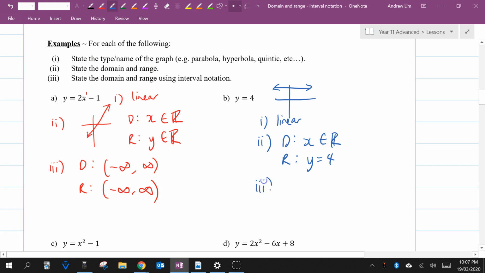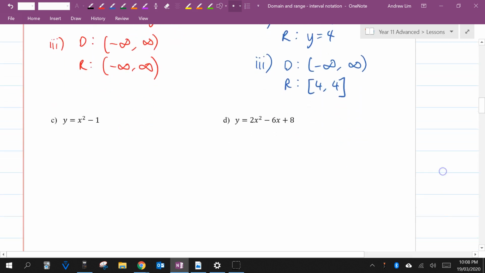So when we write this in interval notation, because the domain is x is an element of all real numbers, it goes from -infinity to infinity. The range, however, is square bracket 4, comma 4, square bracket, because it includes 4. It's only 4.